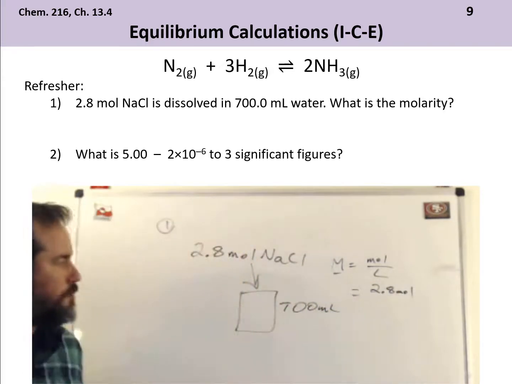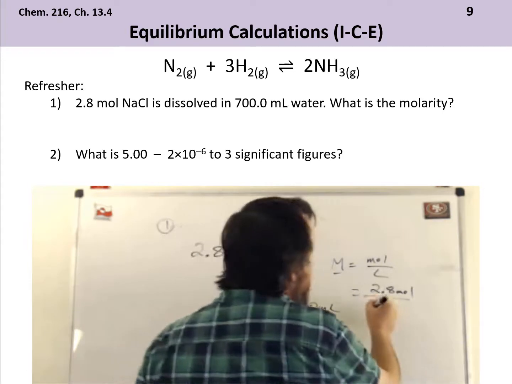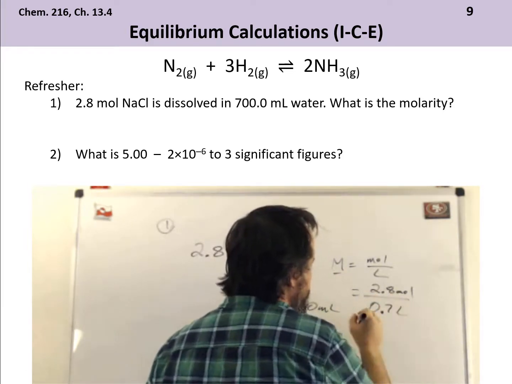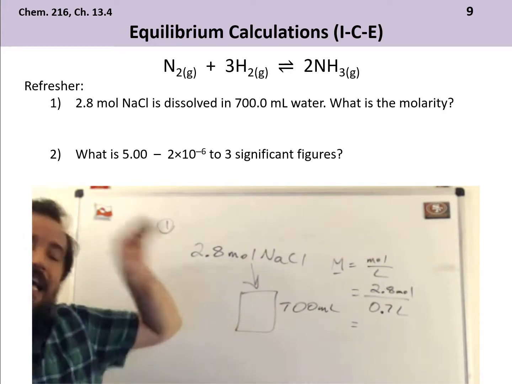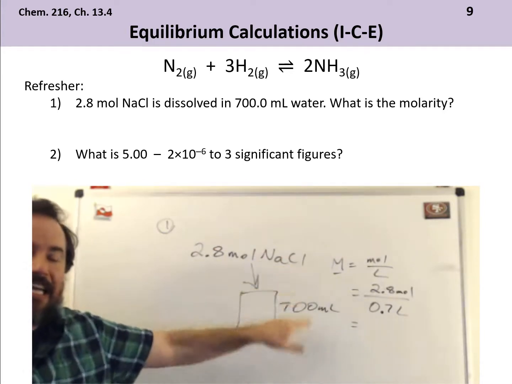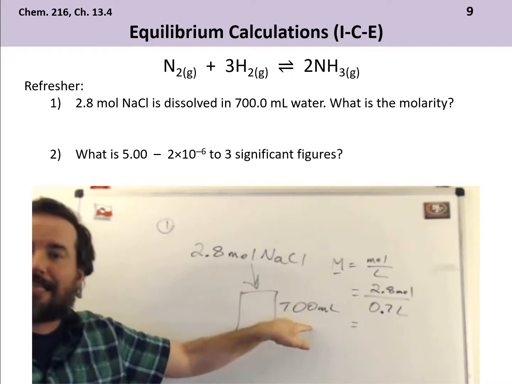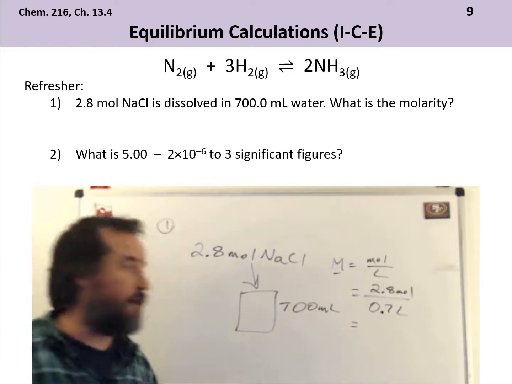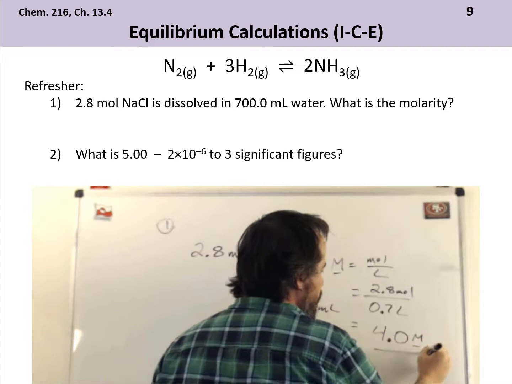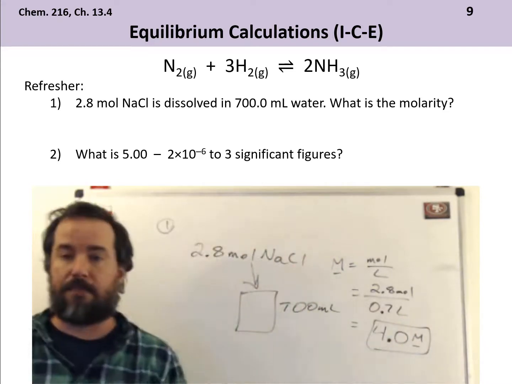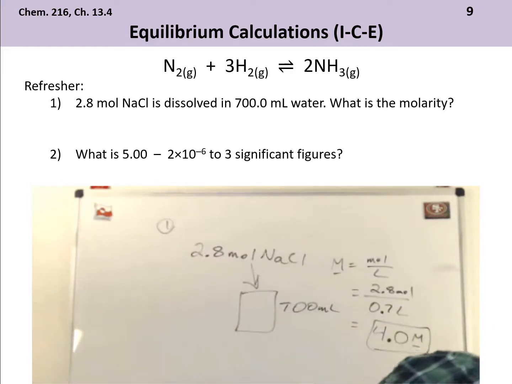I can convert from 700 mLs. By this point, I can do this in my head. I get 0.7 liters, okay? If you're still getting 700,000 liters, study this, find this online, come to office hours, come to SI. Let's get this done because you need to figure this out. And this is going to give me 4.0 molar, or 4.0 moles per liter. That is my molarity. All right, let's move on to the second one.